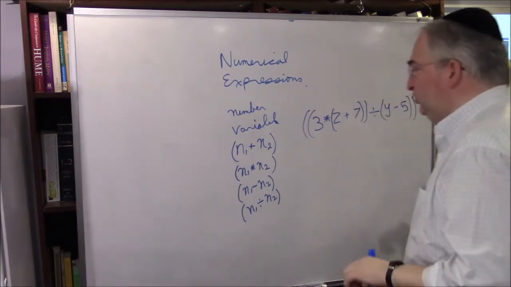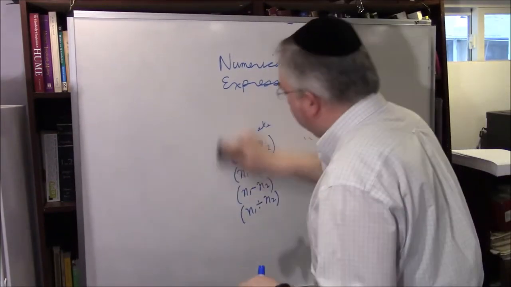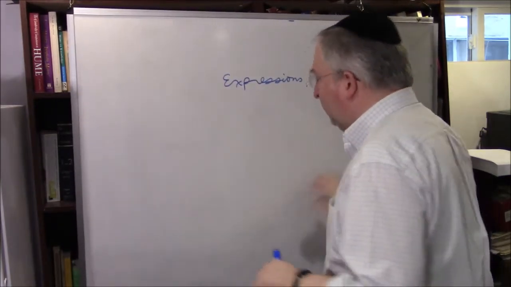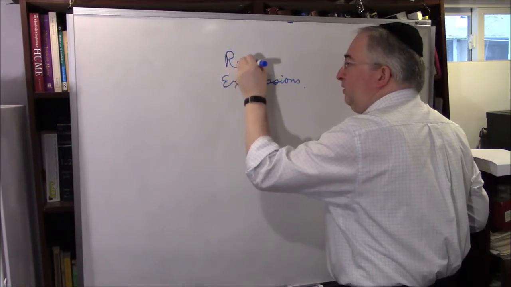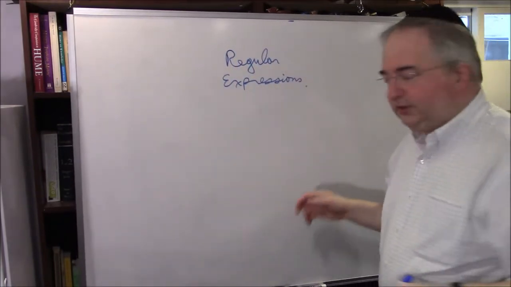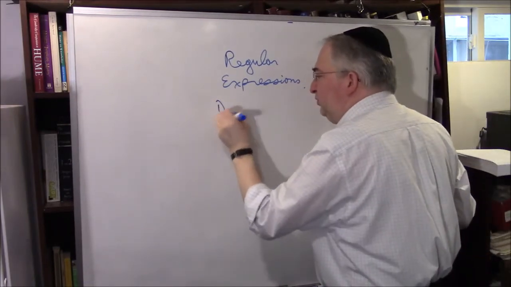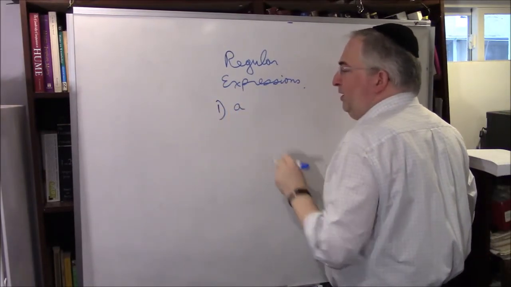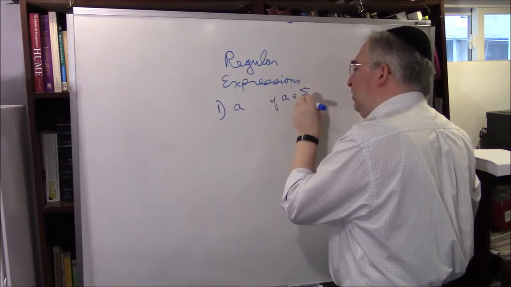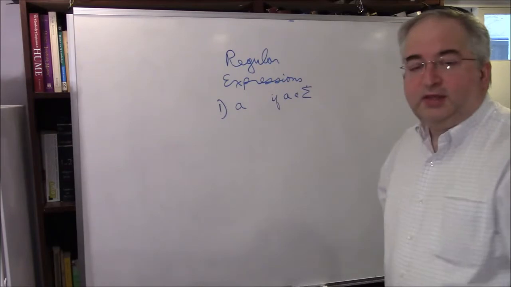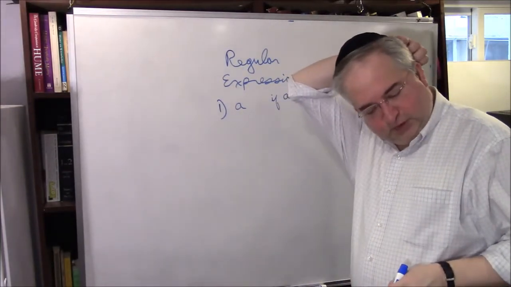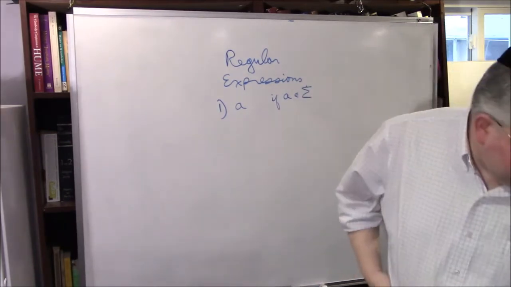But we're not interested in numbers, we're interested in what a regular expression is. Let me tell you what it is. There's 6 rules. If A is a member of the alphabet, then A by itself is a regular expression. Okay, great. What else?